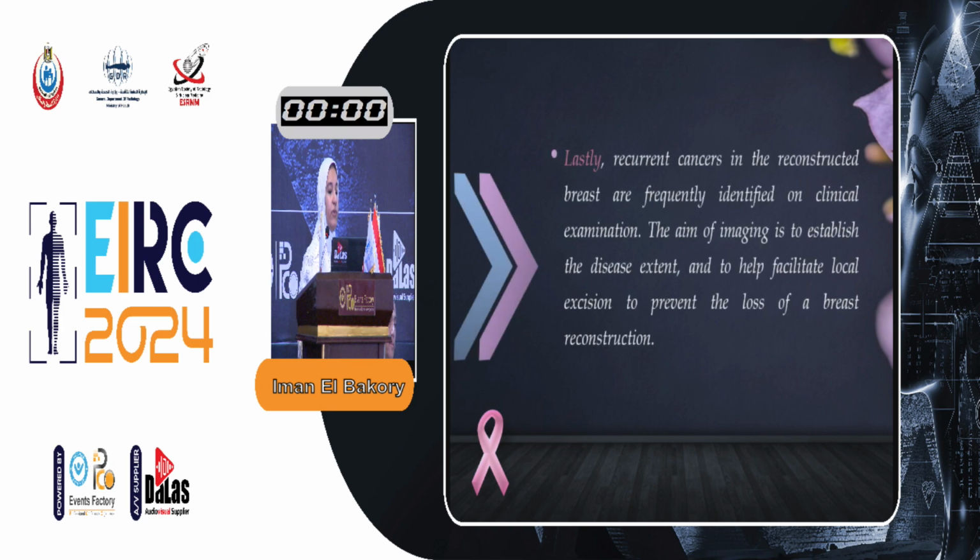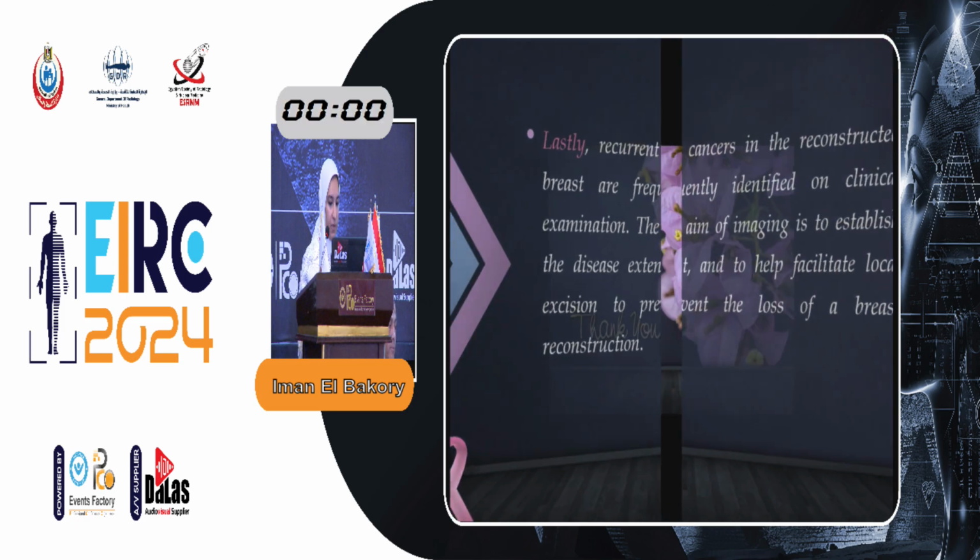And lastly, recurrent cancer in the reconstructed breast is usually seen in the skin and subcutaneous, and the role of imaging is to establish the disease extent and help facilitate the local excision to prevent the loss of the reconstructed breast. And thank you.